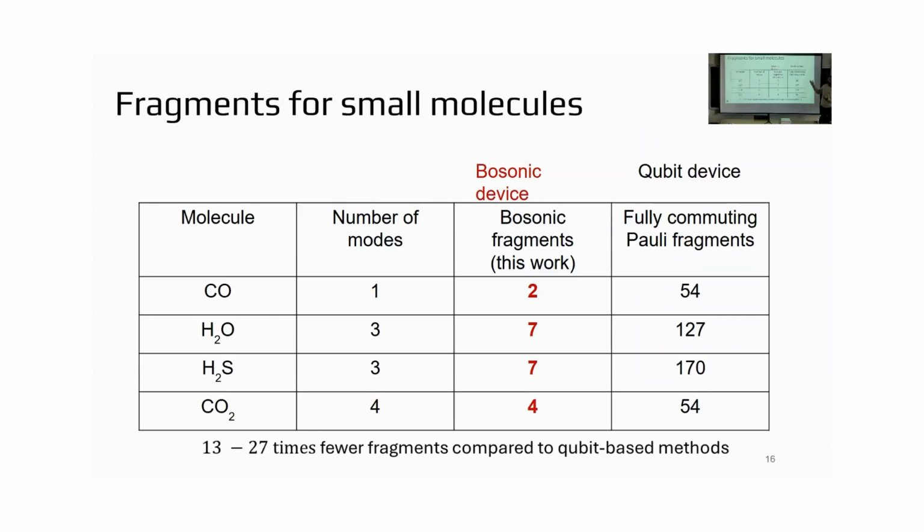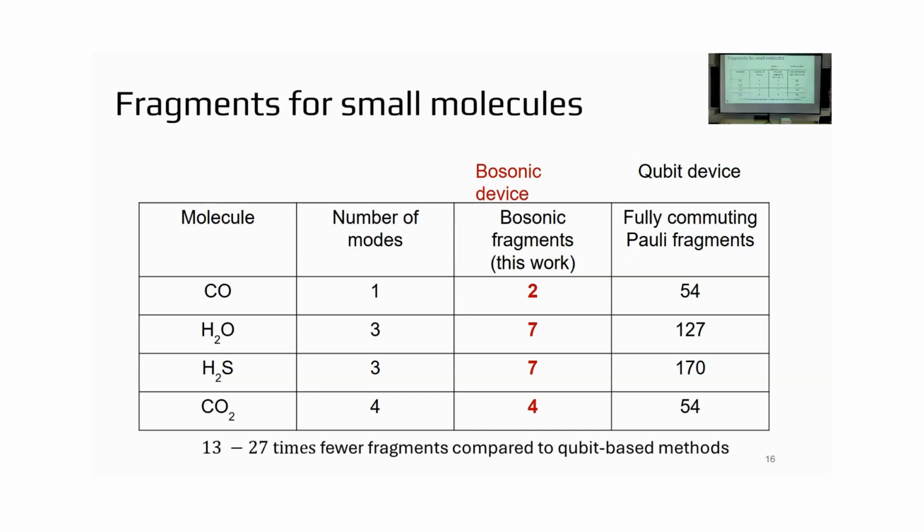And then we also looked at fragments for small molecules. We go up to four vibrational modes here. The CO2 molecule with 4 modes is the biggest system we look at. Now we compare the number of fragments that we find for this bosonic framework with a similar framework for a qubit device. Even on a qubit device, you can fragment your Hamiltonian and implement the fragments individually. You see that the number of fragments is less than 10 for the molecules that we've looked at. They're in the hundreds, 50s to hundreds, for the qubit-based device. So you have fewer fragments in the bosonic case, which is an argument that the algorithm could be cheaper on a bosonic device.